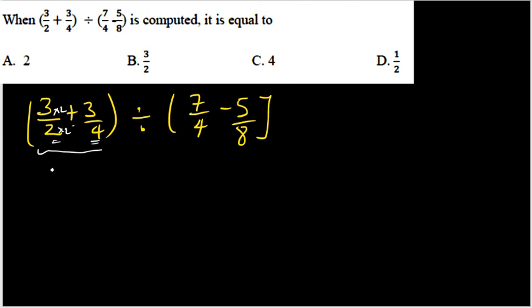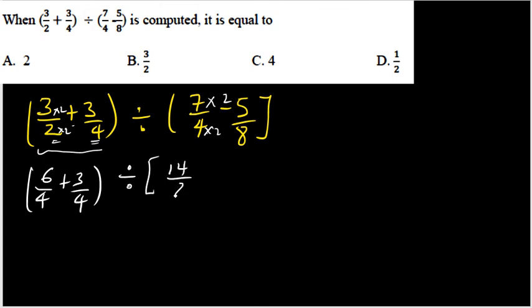So what we can have, 6 over 4 plus 3 over 4. The second fraction as it is, divided by the same thing here. The denominator must be the same to subtract, so I can multiply by 2 again. So it will be 14 over 8 minus 5 over 8. Now the denominators are the same, so 6 plus 3 will be 9. 9 over 4 divided by, here also the denominator is the same, so 14 minus 5 is 9 over 8.